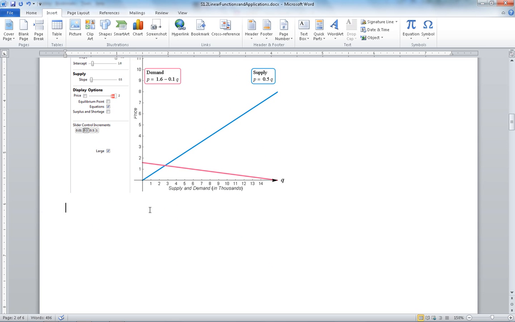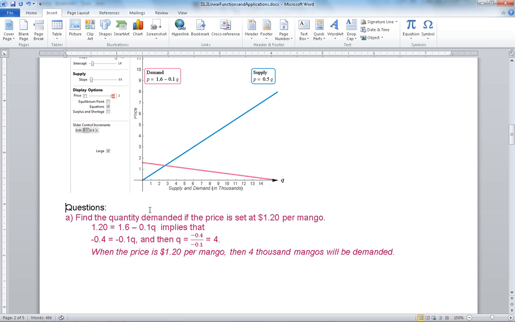So what types of questions can be asked? Well, first, we could be asked to find the quantity demanded if we know the price is set at $1.20 per mango. So we could go up to the axis and draw a line across from the $1.20 mark and then go down to the supply and demand axis, and we could figure out where that line intersects, go down vertically and get the amount demanded.